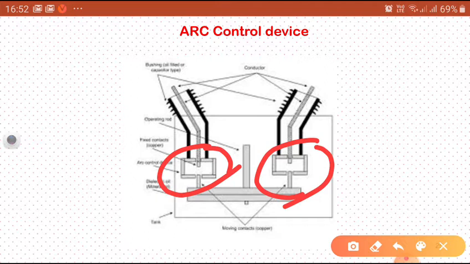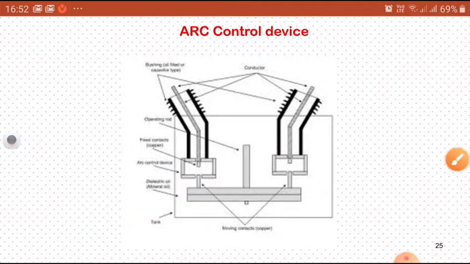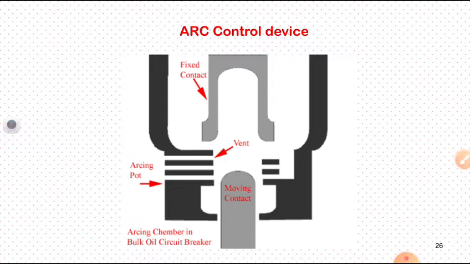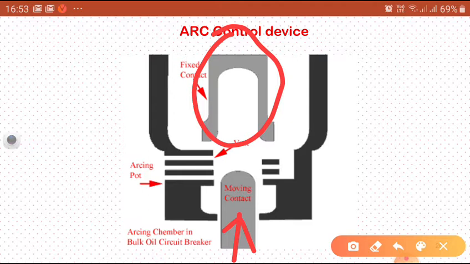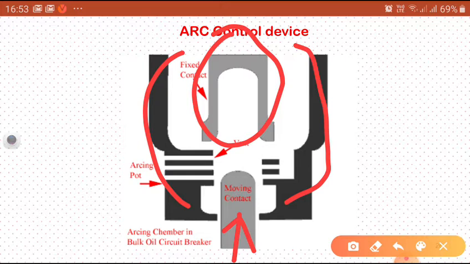So how are we going to use it? You can see at a glance what is inside here, then we will see what is happening here. Let us see. This is one thing you have to remember. What is happening here? Here is this arc control device. Before that, you can see this is a fixed electrode, this is a moving electrode. Here we are going to provide the arc control device, and at the same time some arcing part where the vents are provided here. So what happened here? You can see it.